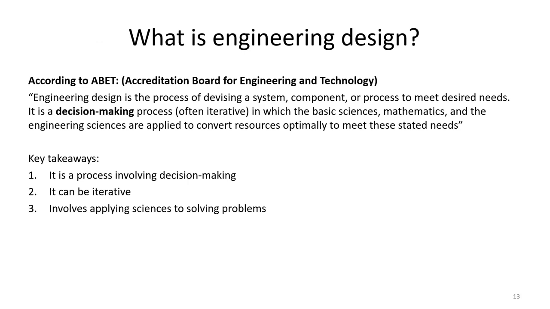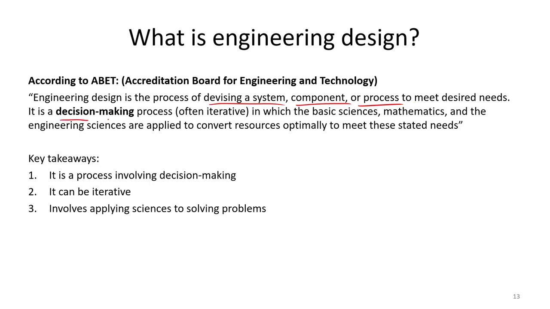So first, let's start out with a definition. What is engineering design? You may remember from our earlier videos, we talked about ABET. ABET is the Accreditation Board for Engineering and Technology. ABET gives accreditation to engineering education programs, and ABET defines engineering design as the following. Engineering design is the process of devising a system, component, or process to meet desired needs.